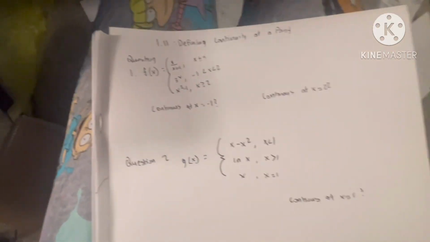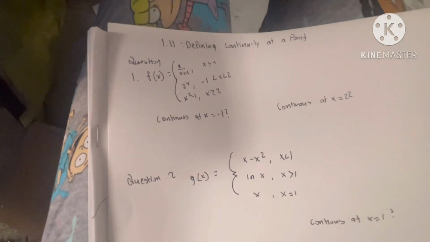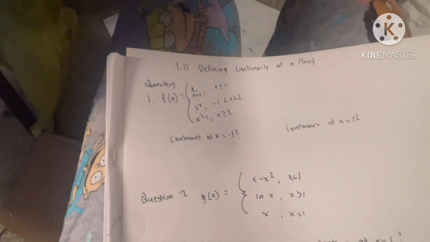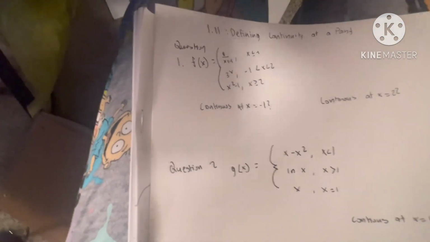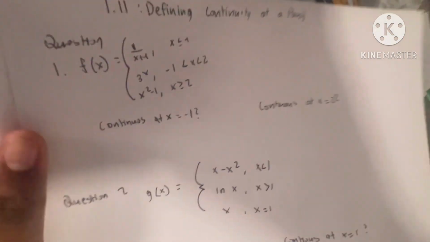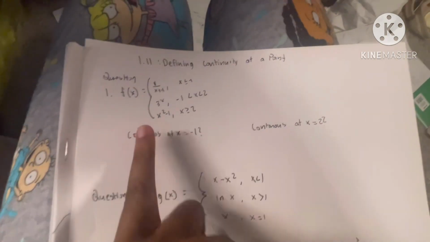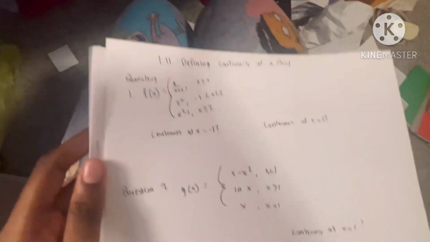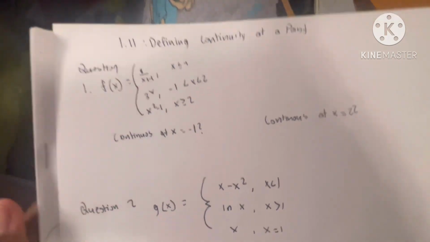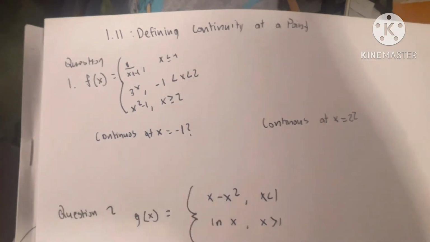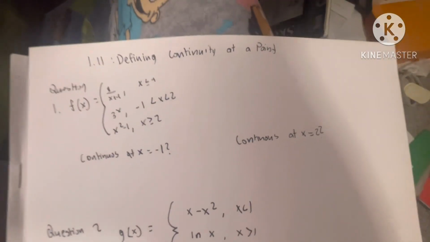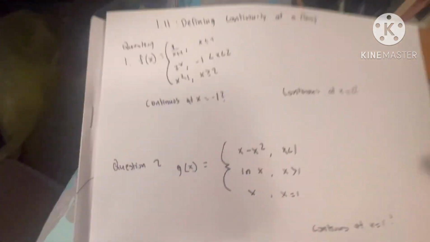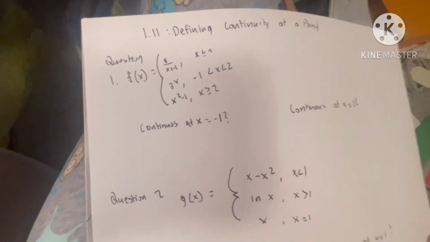Hi guys, we're going to be talking about 1.1, defining continuity at a particular point. So we're going to start with question 1, and it's giving us functions and probably how to get it from the left and the right. That's what I'm getting without even solving yet, but we can go ahead and start solving the problem.